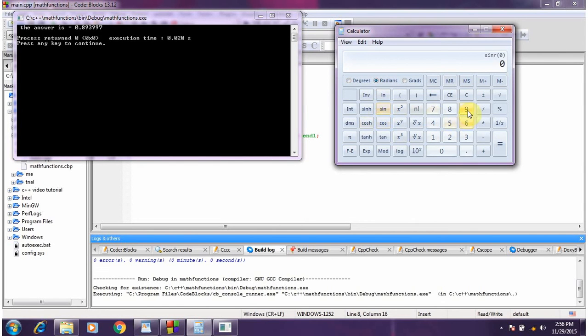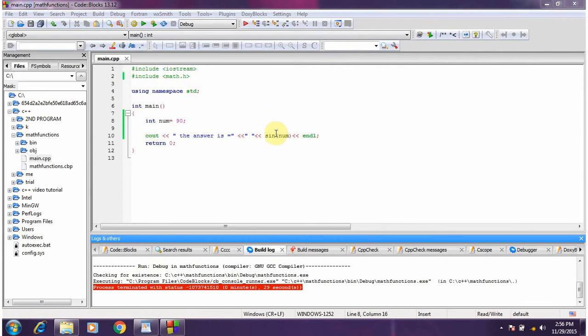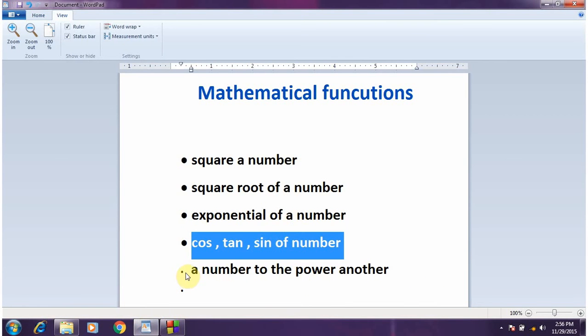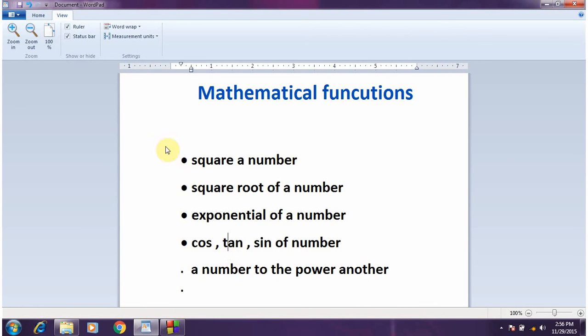Then what about this sine 90. Okay, sorry, sine 90. Okay, I think I should start with 90 then sine. Okay, as you can see, the answers are the same, and the same thing also occurs with cos. You just come here and change it to cos. The same thing also applies for a number to the power of another number, as we have already explained, that is pow.